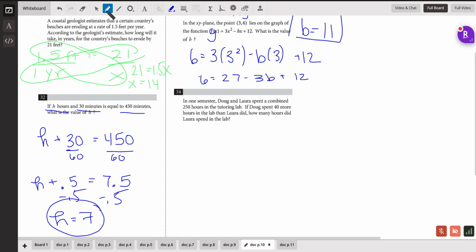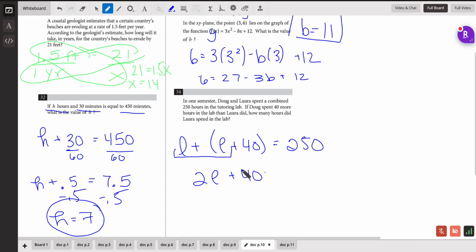All right, so we have Laura plus Doug, and we know Doug is Laura plus 40, which is going to give us 250. So I can combine Laura's. So 2L plus 40 equals 250. You guys can solve it from here. The number of hours of Laura is 105.